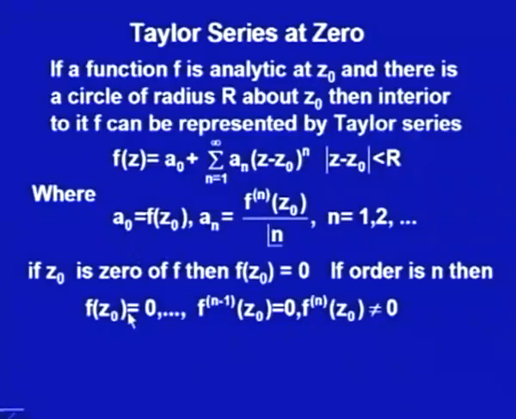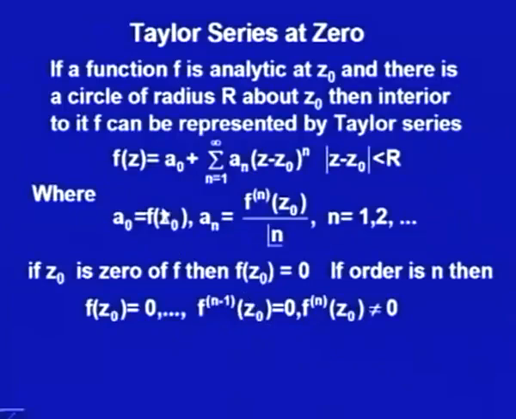What it says is f of z naught is 0 means a naught is 0, f dash at z naught is 0 means a1 would be 0, and so on. I would get all of a1, a2 till a n minus 1 to be 0, because for a n I am having the nth derivative of f at z naught, but a n would not be 0, because a n is the nth derivative of f at z naught divided by factorial n. So, this will not be 0.